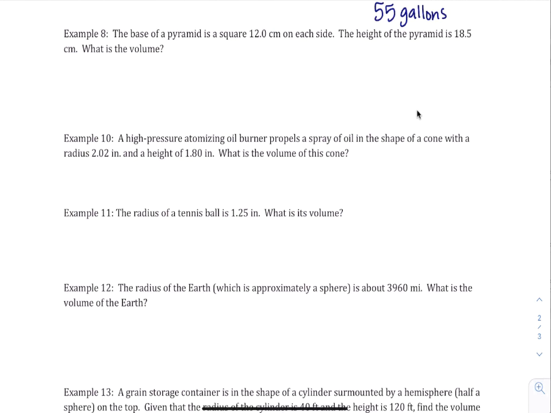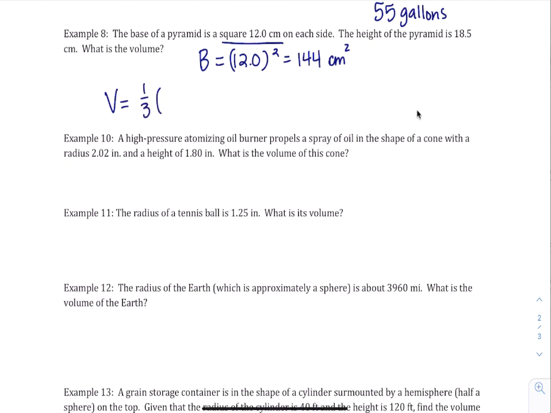When finding the volume of a pyramid, you first need to find the area of the base. We're told that the base is a square with 12 centimeters on each side. So the area of this would be 12.0 squared, which is 144 square centimeters. Now we can find the volume of the pyramid.